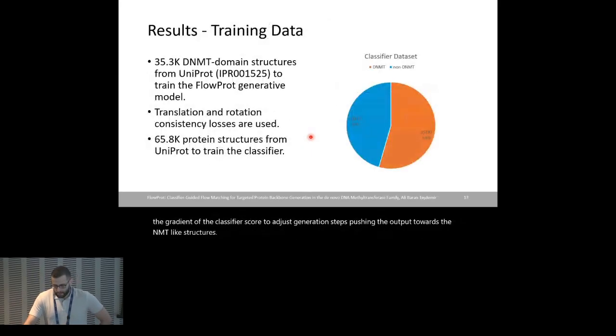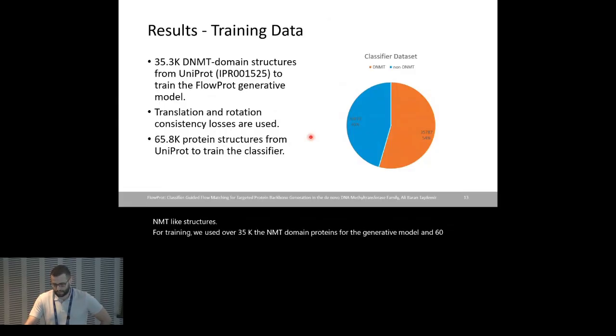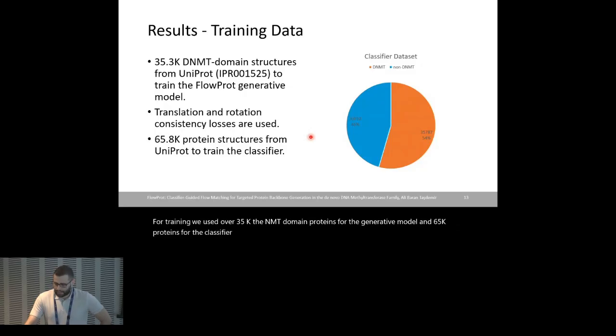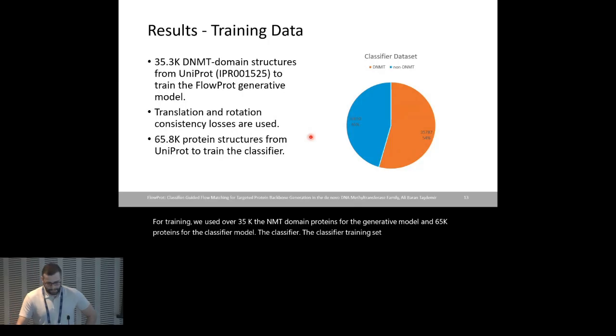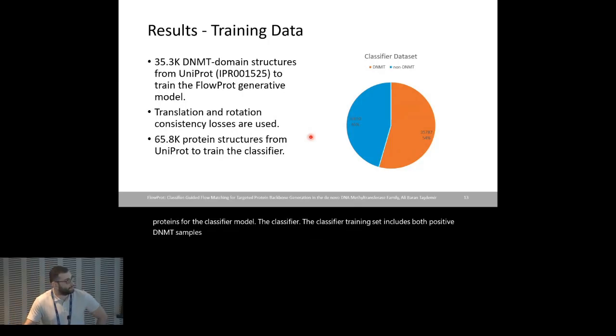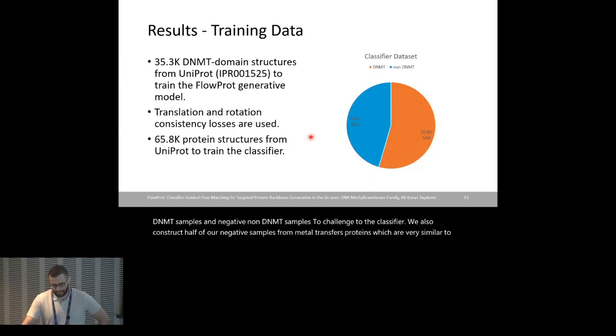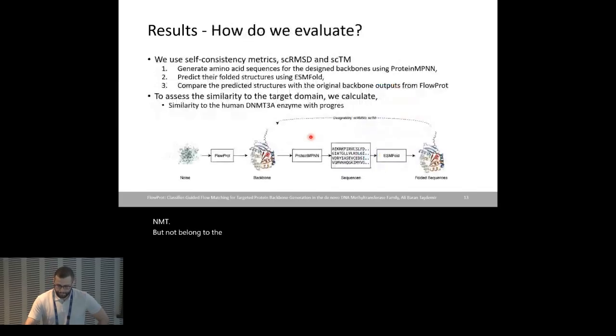For training, we used over 35K DNMT domain proteins for the generative model and 65K proteins for the classifier model. The classifier training set includes both positive DNMT samples and negative non-DNMT samples. To add a challenge to the classifier, we also constructed half of our negative samples from methyltransferase proteins, which are very similar to the DNMT proteins but do not belong to the DNMT family.